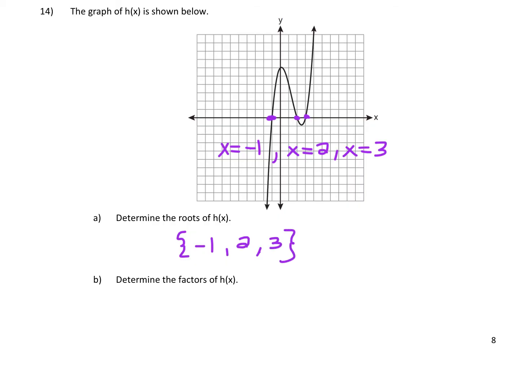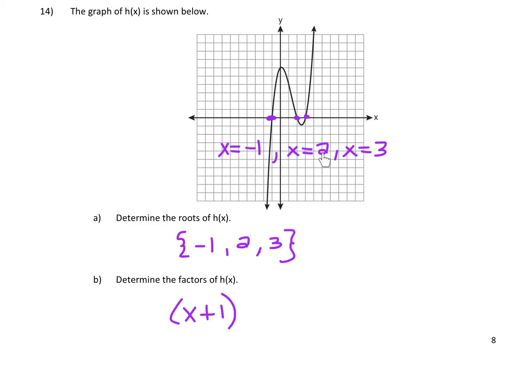Okay, now, letter B, determine the factors of h of x. So if you recall from solving equations, don't factors and solutions have opposite signs? So if we have a solution of x equals -1, its corresponding factor would be x plus 1. So we put in parentheses x plus 1.